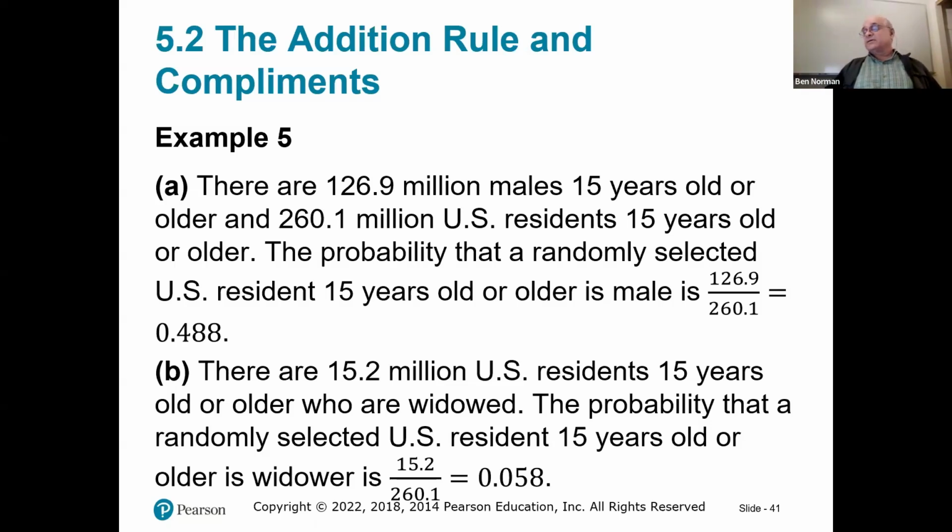Now, the key to this is that we are randomly selecting from all U.S. residents 15 years or older. That's why we choose to divide by 260.1. If you limited yourself to just all widowed people and asked how many were male, that's going to reduce that denominator to the total number who are widowed. That divides into the total number within widowed who are male.